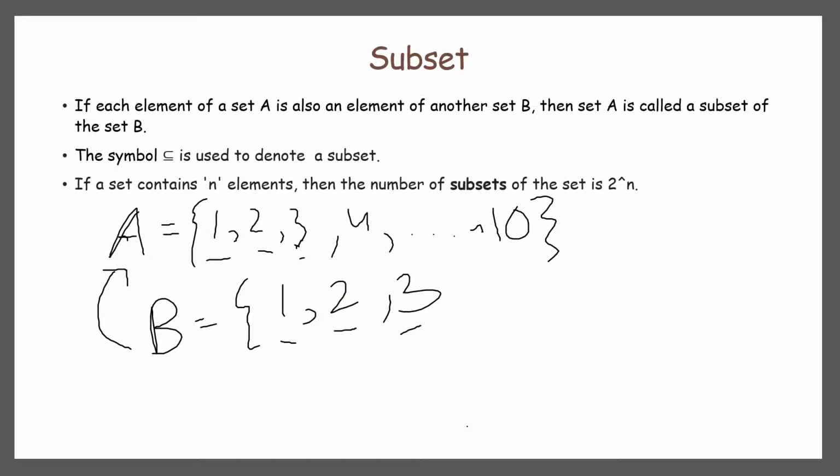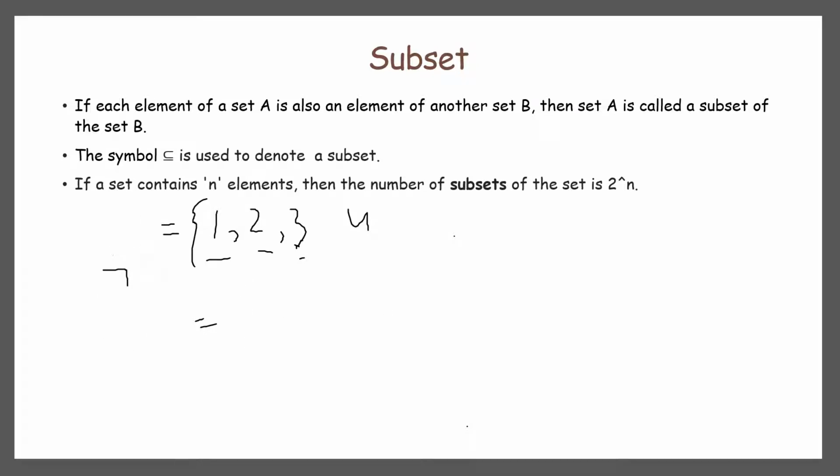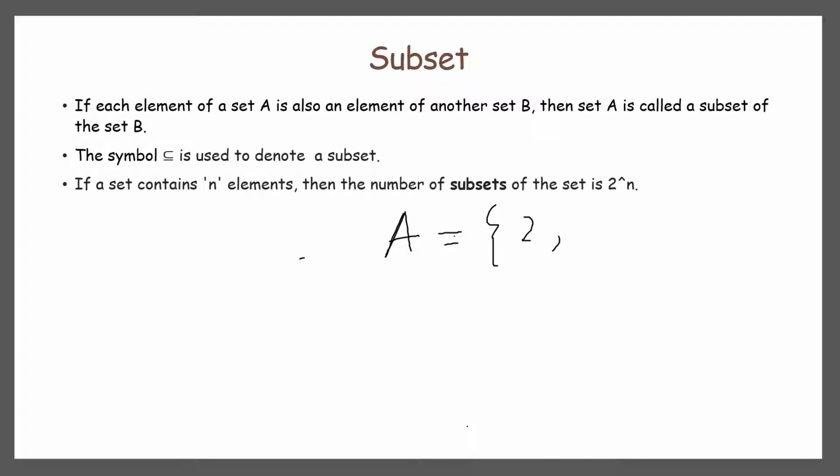Now look at the third point. If a set contains n elements, then the number of subsets of the set is 2^n. It means that, let's say A has 3 elements, 2, 4 and 6, and we have to see how many subsets can be made from this set A.